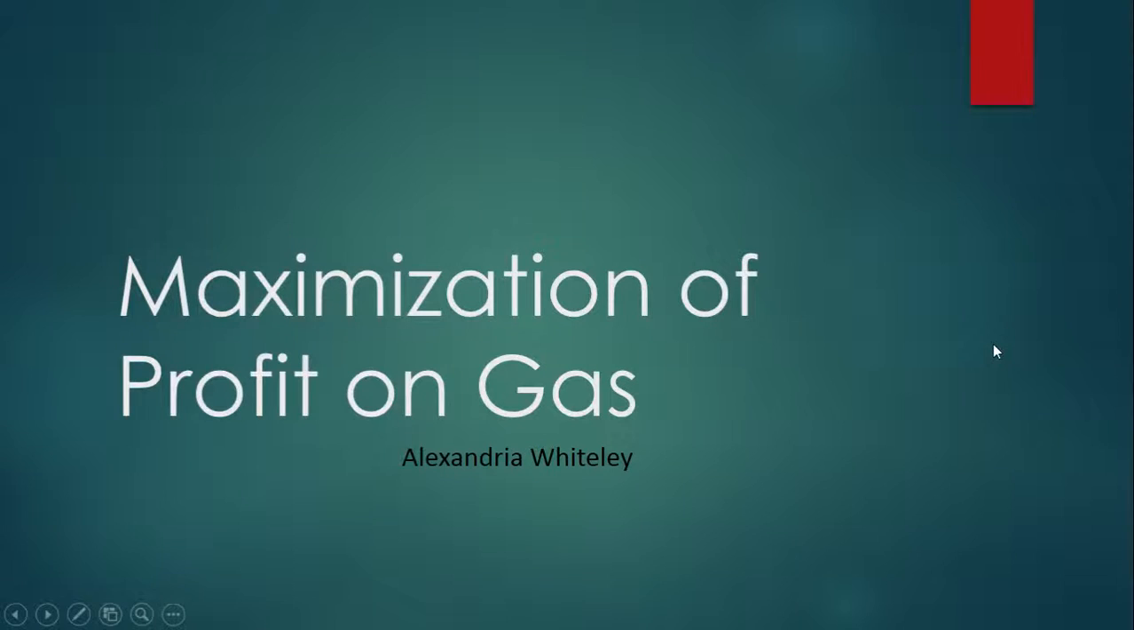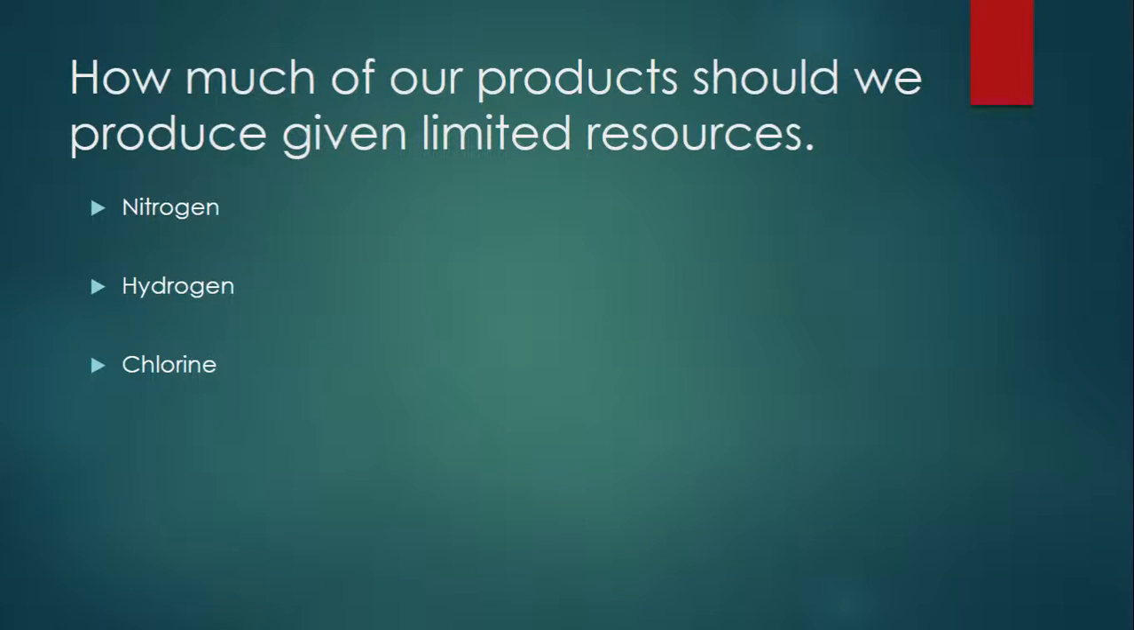Hello. So my project is over maximization of profit on our gas products. Our gas products use nitrogen, hydrogen, and chlorine. We do have a limited amount of resources on all of these. We're going to be selling it to two customers. One of these customers, if you do not sell a certain product for, they will not buy it.